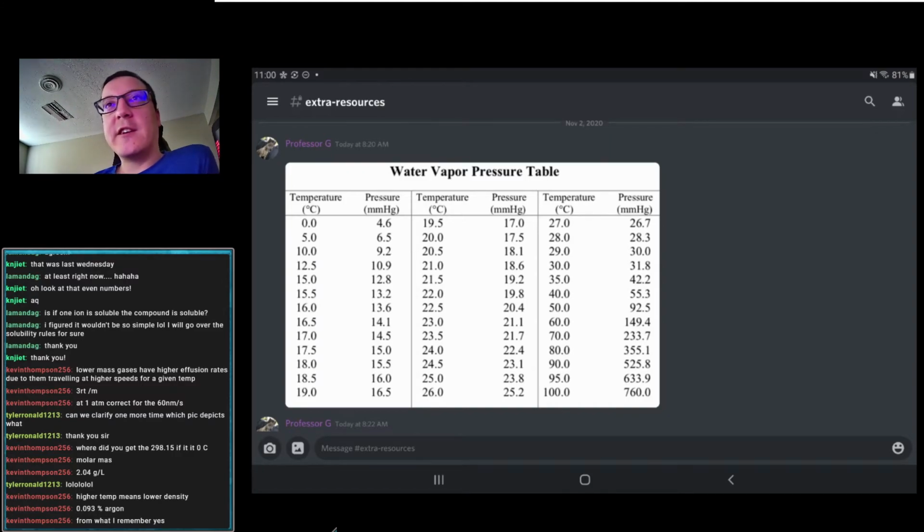Whatever temperature you are collecting your gas at, you're going to have a contaminant of water vapor that will exert a particular pressure. These pressures are pretty small. As you can see here at normal temperatures, it's not even close to an atmosphere. These are given in millimeters of mercury on this particular chart.